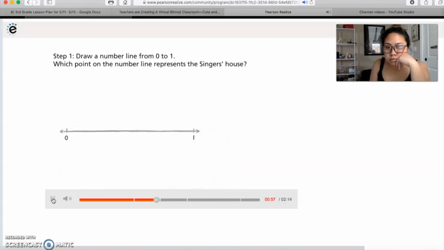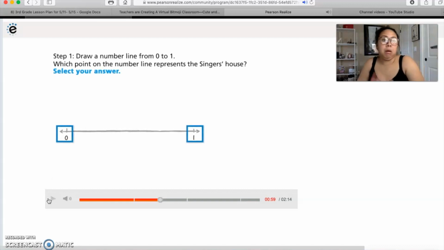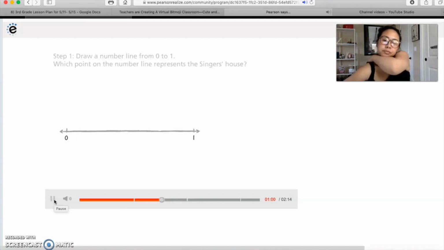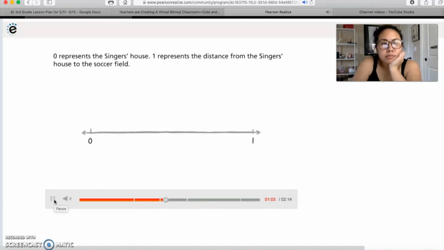Which point on the number line represents the Singer's house? 0. So 0 represents the Singer's house, and then 1 will represent the soccer field. 0 represents the Singer's house. 1 represents the distance from the Singer's house to the soccer field.